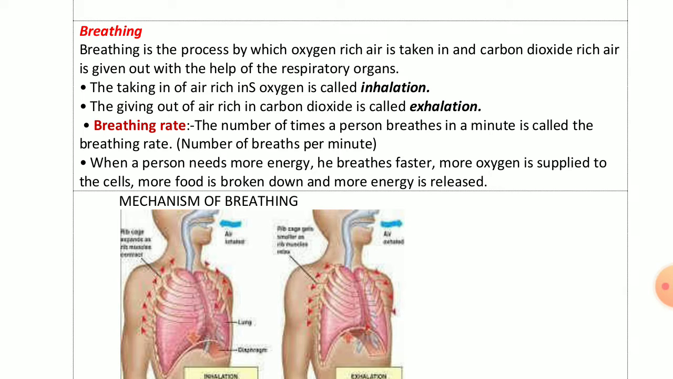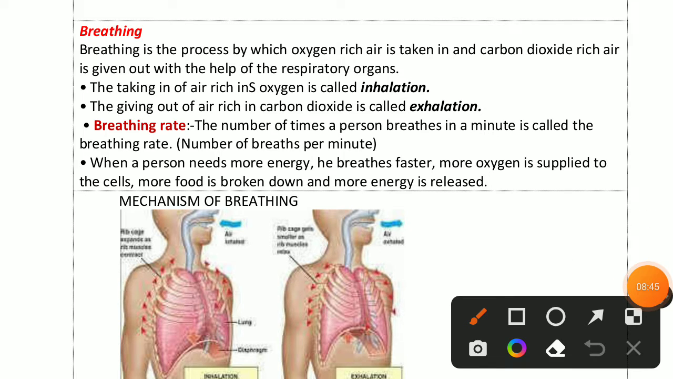Now we will see about breathing. What is breathing? Process of breathing. There are many steps, like the breathing rate. We'll see one by one. Breathing is nothing but we inhale air, we exhale air. That is called breathing. Inhaled air is rich in what? Oxygen, O2.